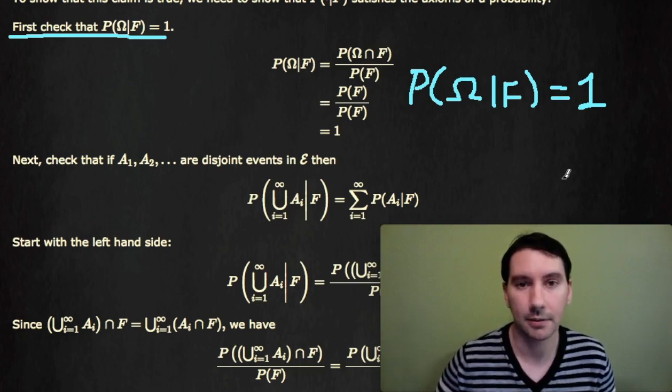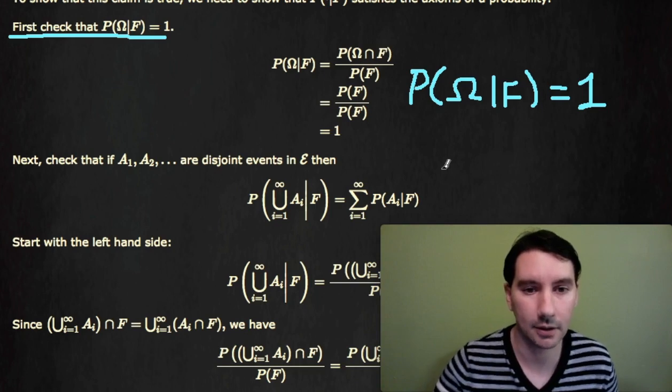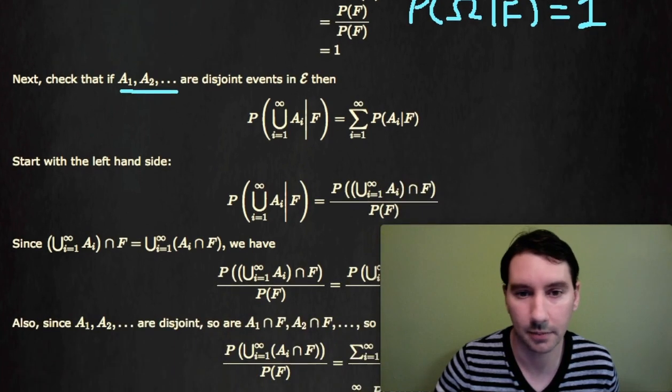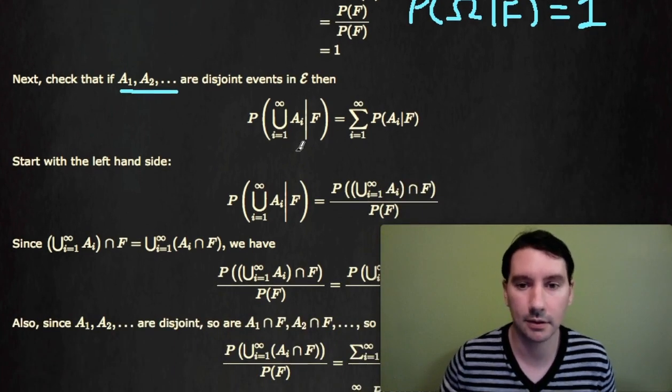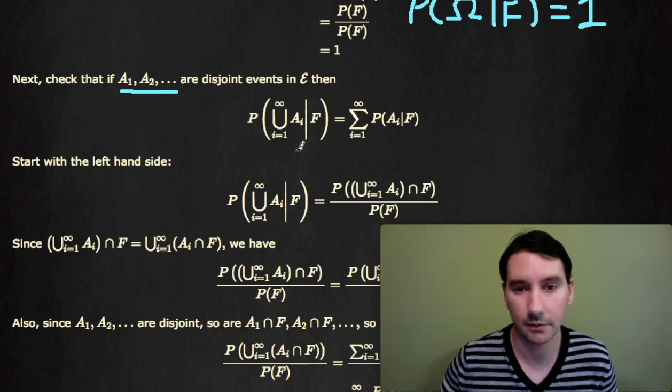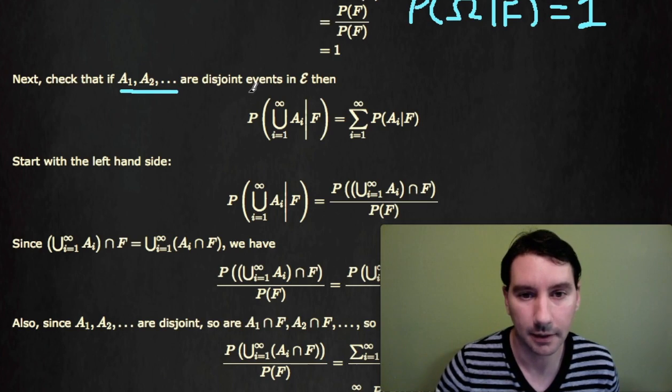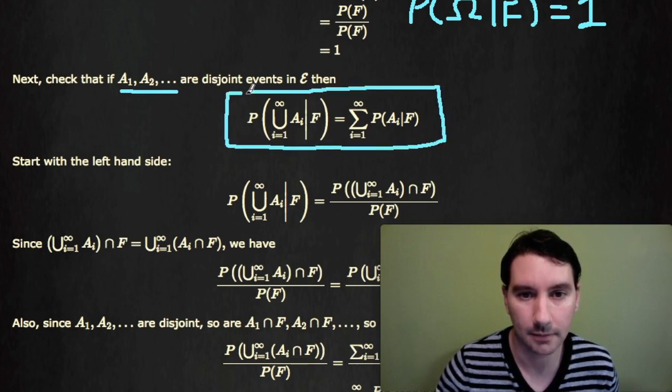The second property that probabilities have is that if we take a sequence of disjoint events, A1, A2, and so on, then we need for the probability of the union of those disjoint events to equal the sum of the probabilities of those events. And so we need to check that that's also true for these events whenever we condition on a certain event F. And it's actually just going to follow from a few things we have to rearrange with set theory, and then the fact that this is a true statement for probabilities. So this big statement here is what we're trying to check.